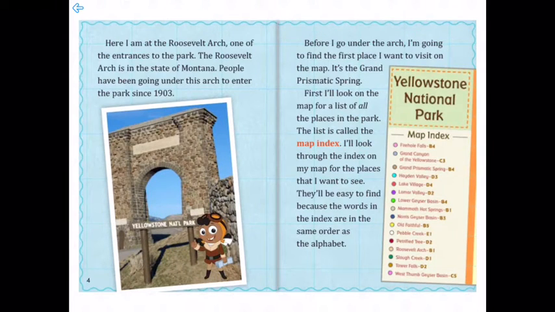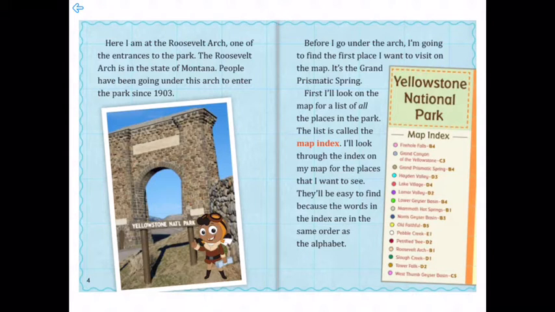Here I am at the Roosevelt Arch, one of the entrances to the park. The Roosevelt Arch is in the state of Montana. People have been going under this arch to enter the park since 1903. Before I go under the arch, I'm gonna find the first place I want to visit on the map. It's the Grand Prismatic Spring.